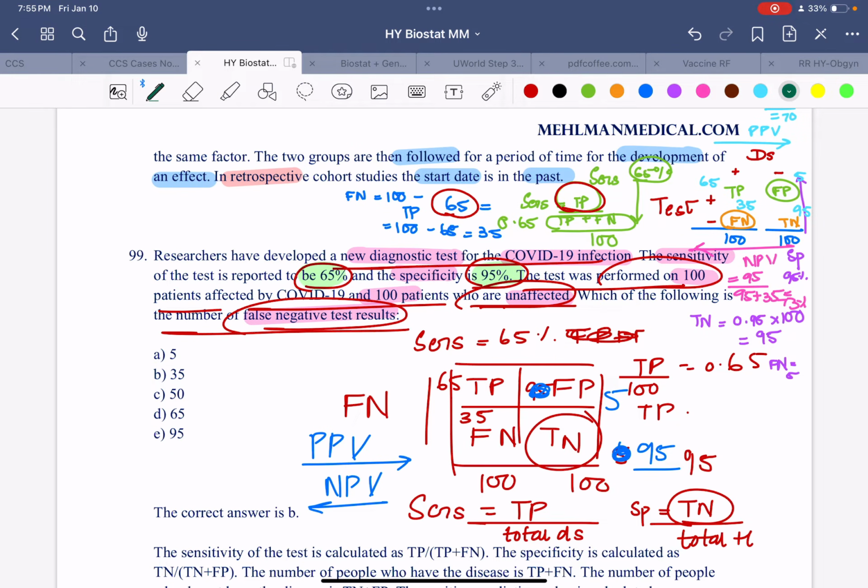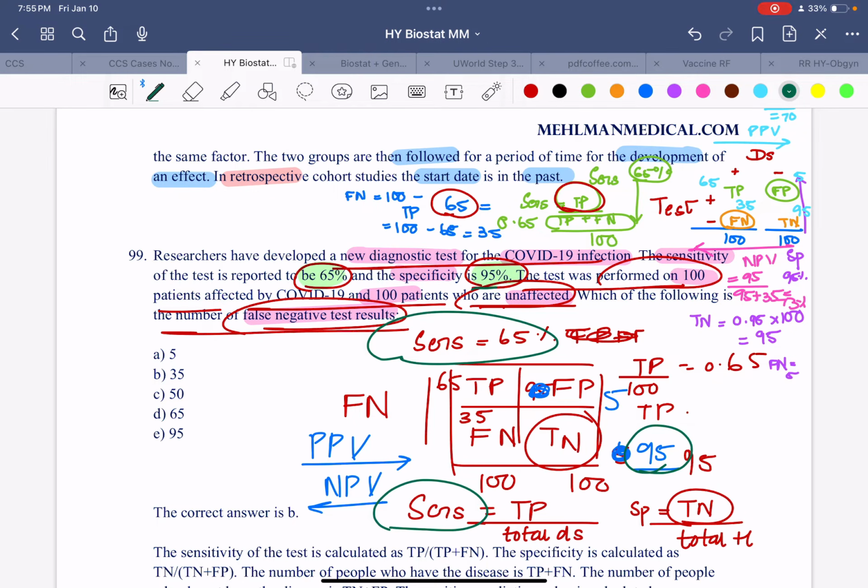Researchers have developed a new diagnostic test for COVID-19 infection, and the sensitivity of the test is 65%, specificity is 95%. So in this situation, they have already given us the sensitivity and the specificity. The specificity of the test is equal to 95%. Okay, specificity is 95%, sensitivity is 65.